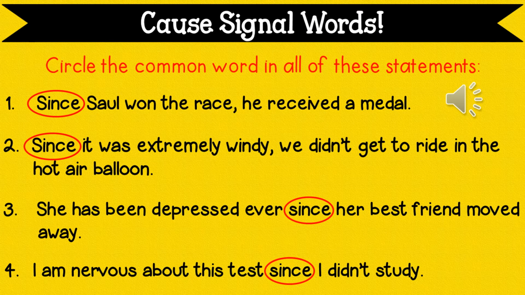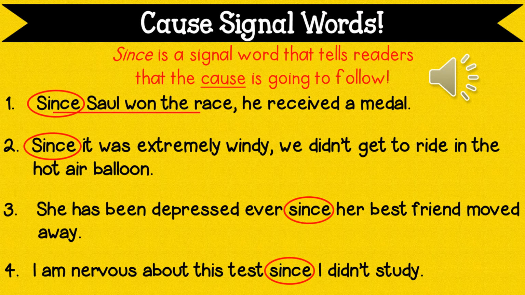Look at these 4 sentences. See if you can find the common word in all of these sentences. Ignore the little words like a and in the. Did you find the word since in all of them? The word since is another signal word to help us find the cause and effects. The cause is going to follow the word since, just like following the word because.